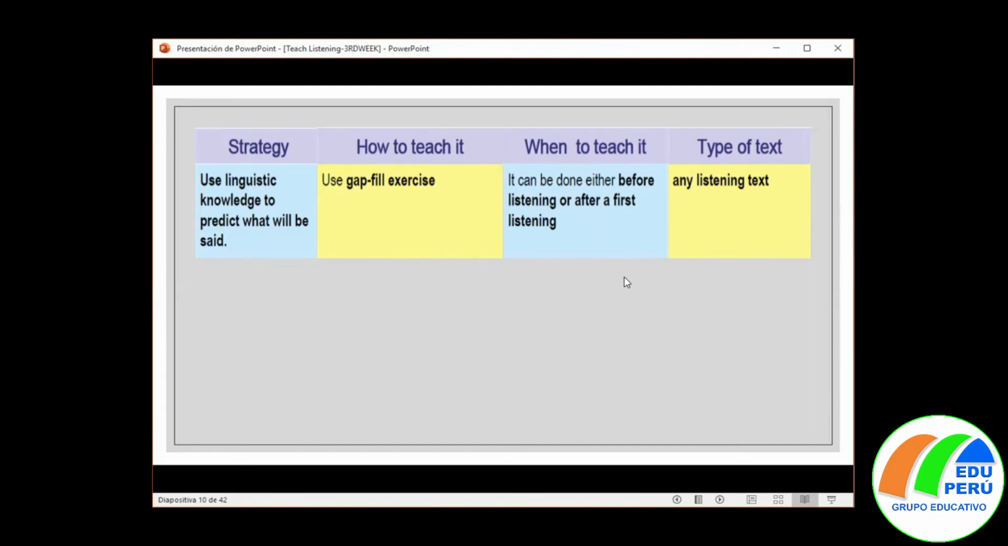When to teach it? It can be done either before listening or after a first listening. You can use it before they listen to an audio or after they listen to an audio. And here you can apply it using any listening test, no? Using gut feeling exercise. This is to use the linguistic knowledge to predict what will be said.